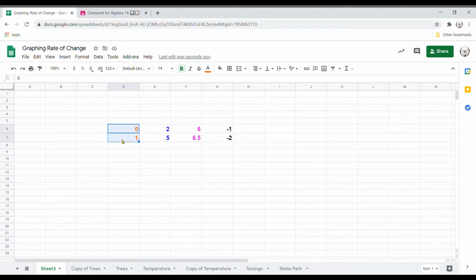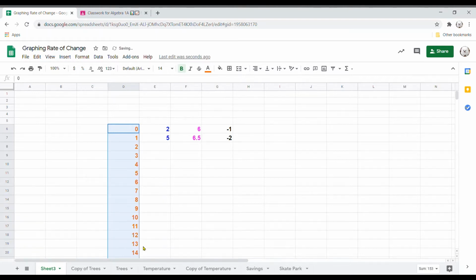I highlight it with my cursor. I look for the square box on the lower right-hand side. I wait for the plus sign when I hover and drag that down, and it will give me the numbers as far as I want them to go.